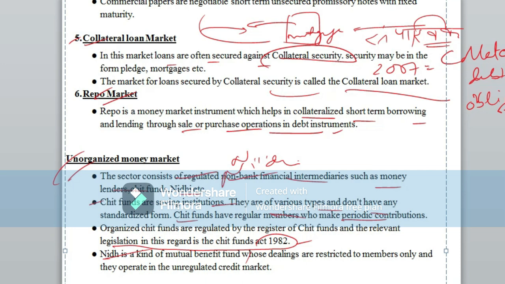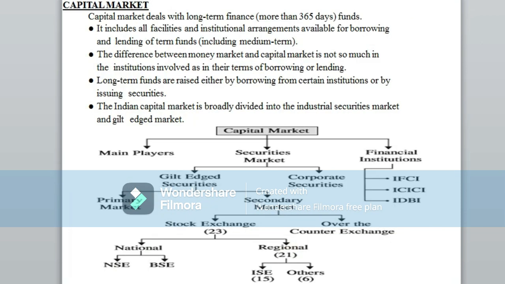Now let us see in detail what other kinds of sectors are present. Among the other sectors, there is the capital market. Capital market deals with long term finances and establishment of manufacturing units which have more than 1 year tenure. It includes all facilities and institutional arrangements available for borrowing and lending of funds, including medium term. The difference between the money market and the capital market is not so much in terms of institutions in terms of their borrowing or lending.